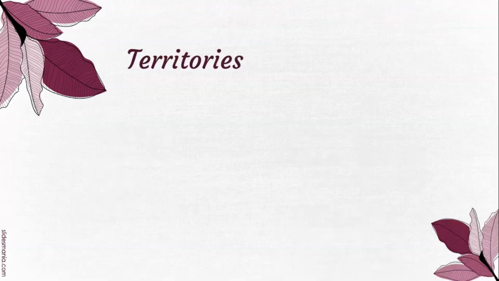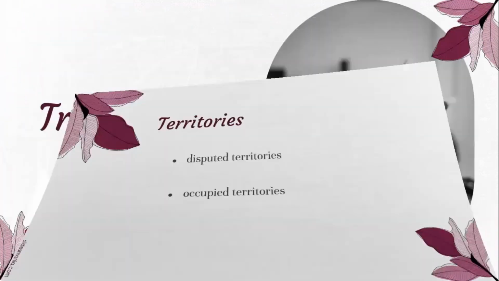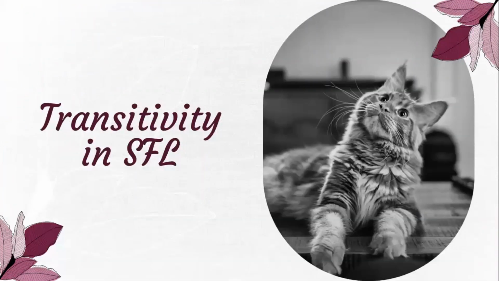Another example is territories. We also have the terms disputed territories and occupied territories. And the meanings attached to the word territory can change depending on the words that you attach to territory. So it could be disputed or occupied, and they infer different meanings, depending on the context being used. So let's proceed to transitivity in SFL.